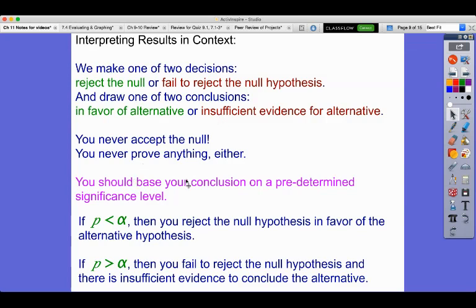And you should base your conclusion on a predetermined significance. If your p-value is less than alpha, then you reject the null hypothesis in favor of the alternative, right? Reject in favor of the alternative. If your p-value is greater than alpha, then you fail to reject the null hypothesis and you say there is insufficient evidence to conclude the alternative hypothesis.